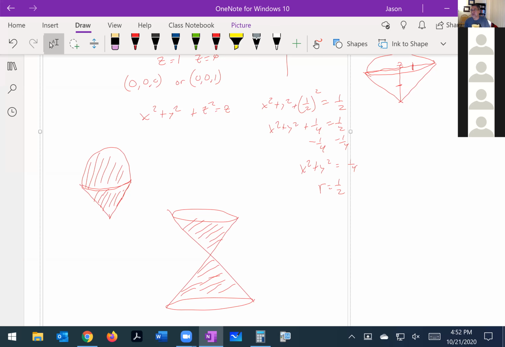Right? So this is the cone. See how this cone is the bottom of the surface? It's the bottom of the solid. Think of your ice cream cone. It's all the ice cream that goes in here.